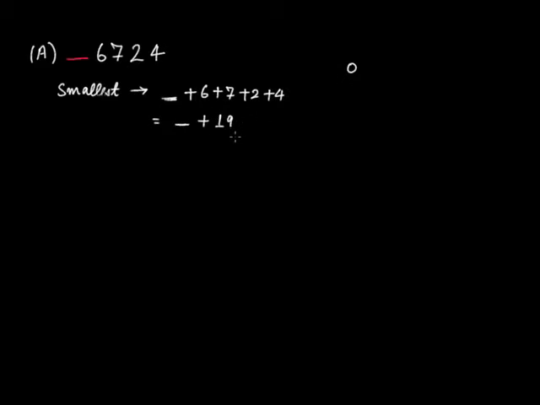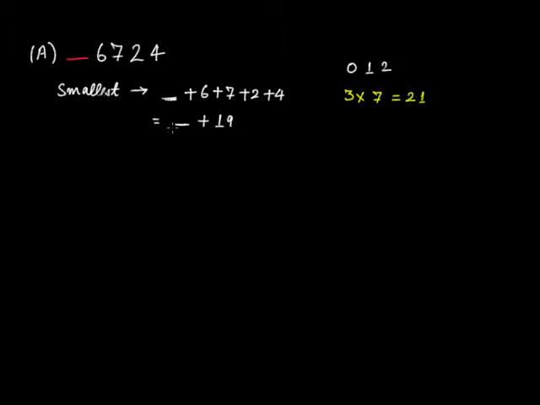Is 19 divisible by 3? No. What if I put 1 here? So 19 plus 1 will be 20. Is 20 divisible by 3? No. What if I put 2 here? So 19 plus 2 will be 21. And yes, 21 is divisible by 3 because 3 times 7 is 21.